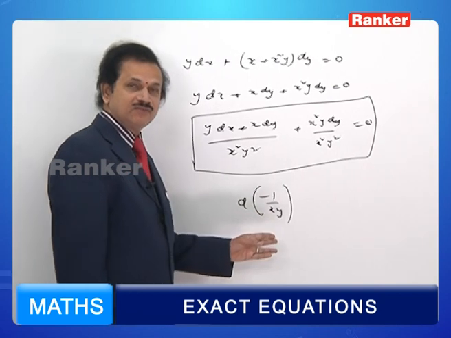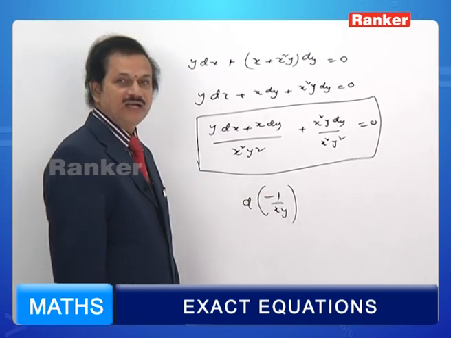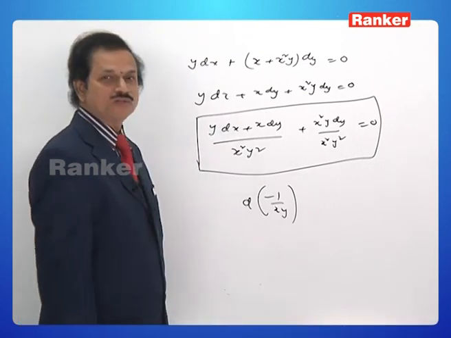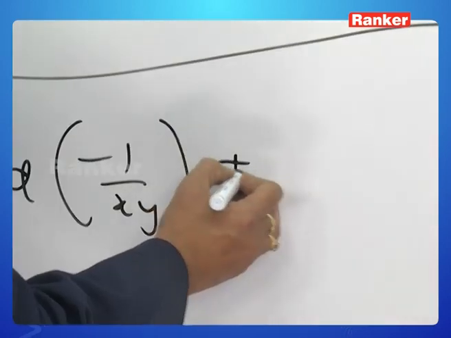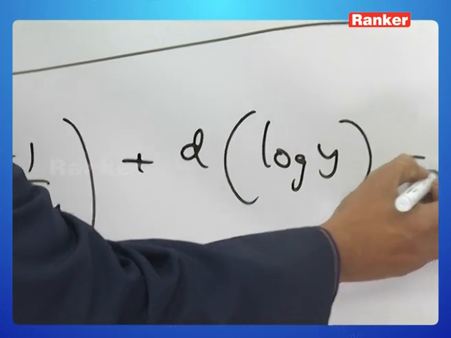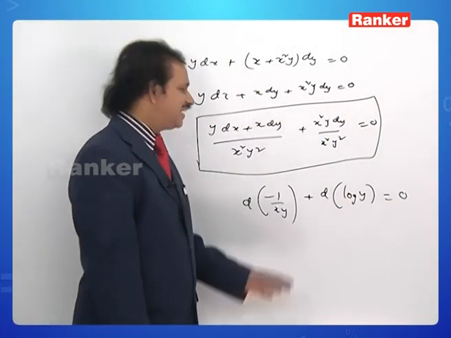What is the derivative of −1/xy? It is 1/(x²y²) into (y dx + x dy). And here x²y² can be cancelled, y/y² is 1/y. This can directly be had, d(log y) = 0. Now you must believe that it is exact.